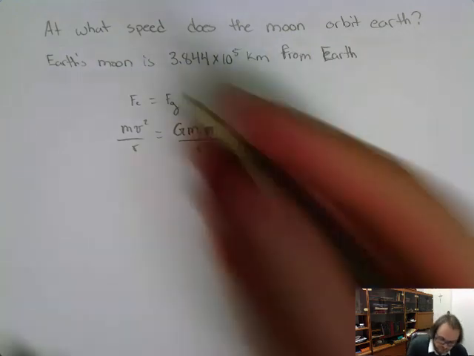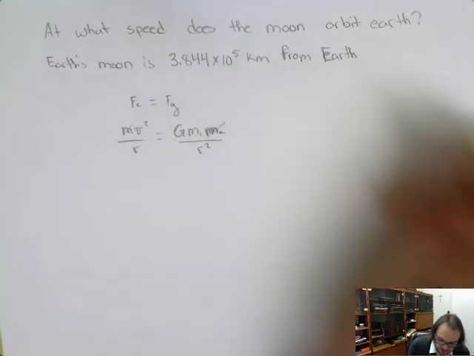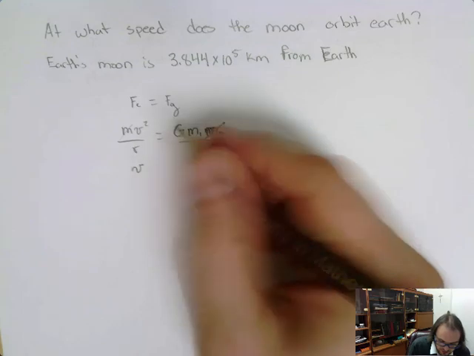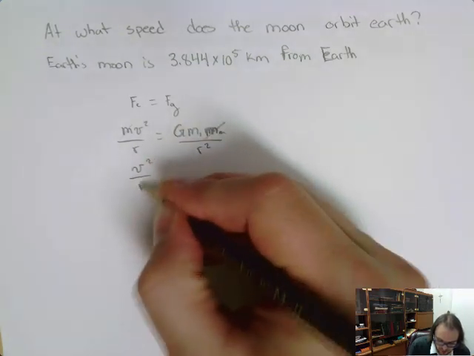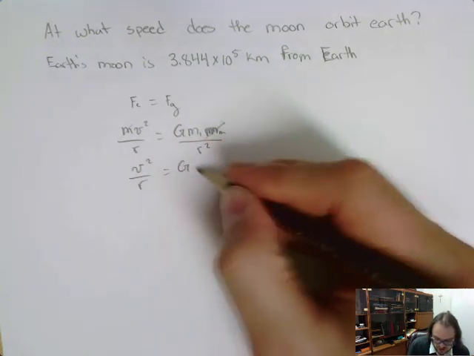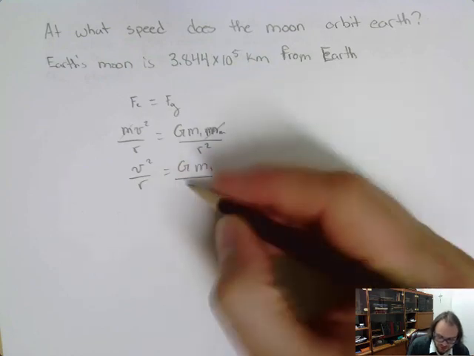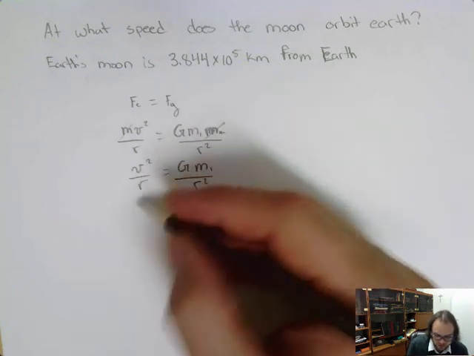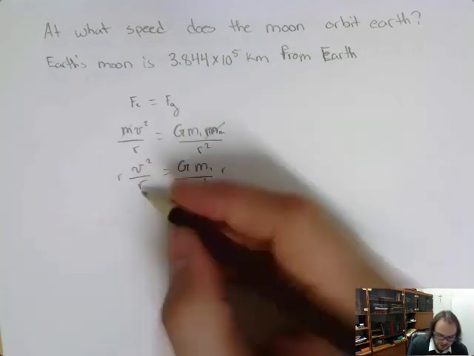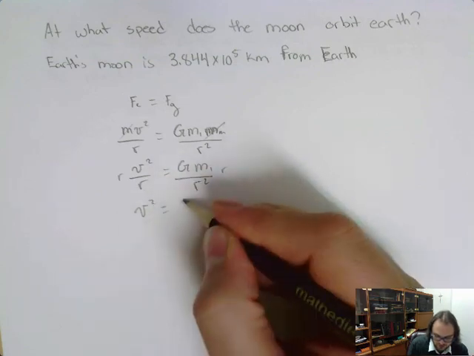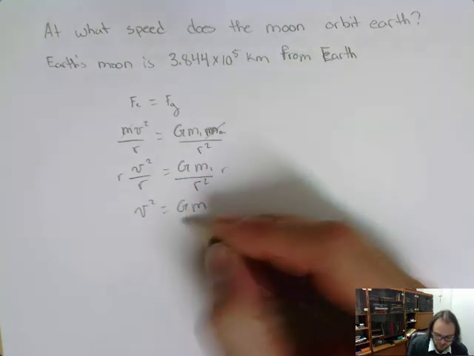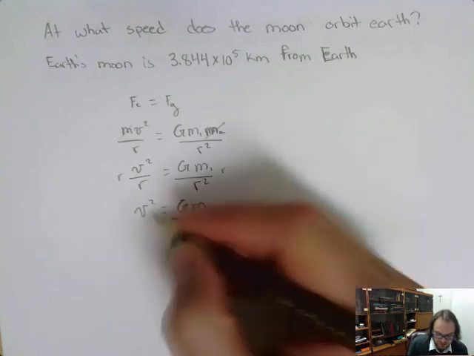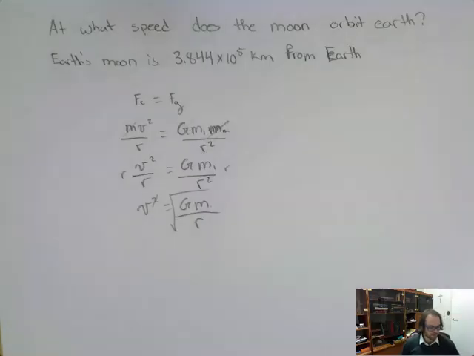Now, we look at this here. These masses are on both sides, so we end up with velocity squared divided by r is equal to my gravitational constant times my mass of the Earth divided by radius squared. Now I can multiply both sides by r, so I end up with velocity squared is equal to my gravitational constant multiplied by the mass of Earth divided by my radius. And then we must square root it to get rid of that. Okay, so let's plug this in here and see what we end up getting.